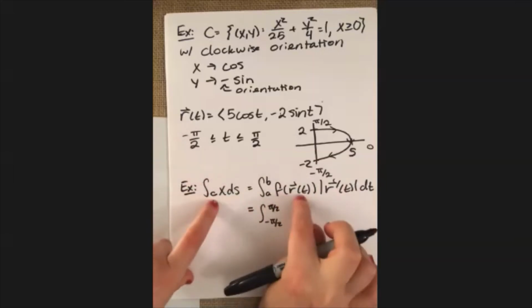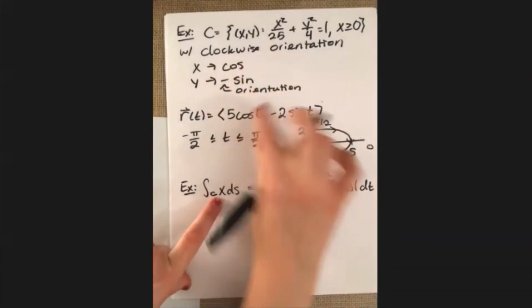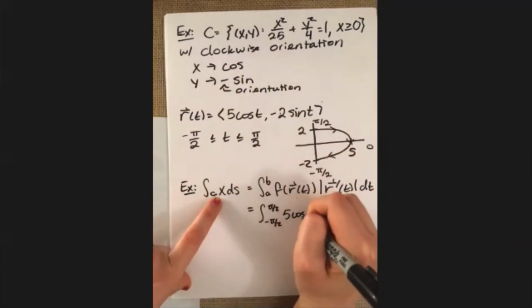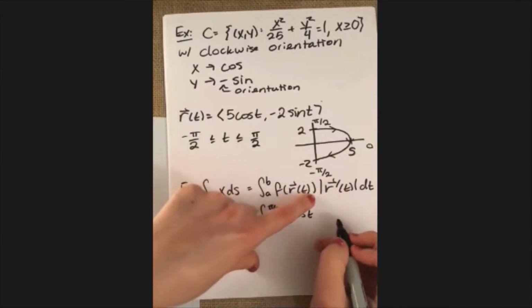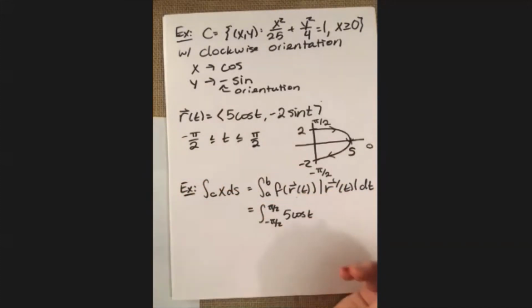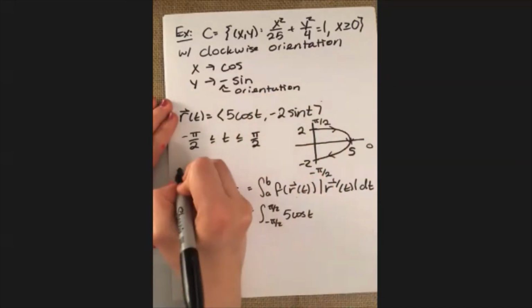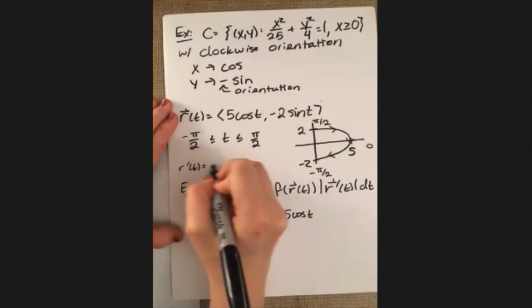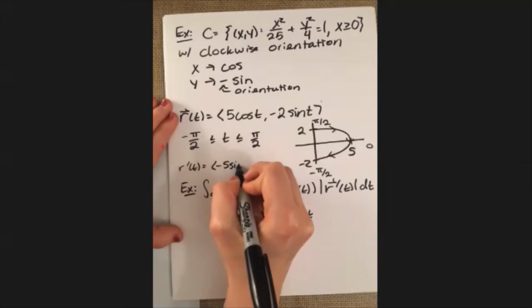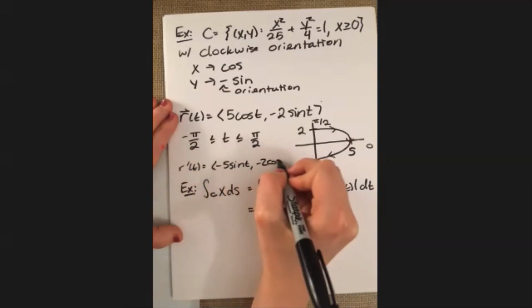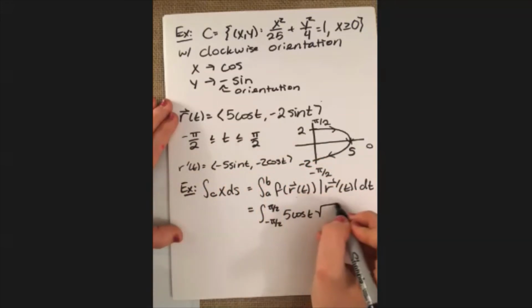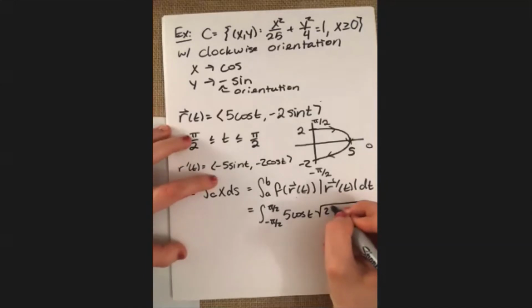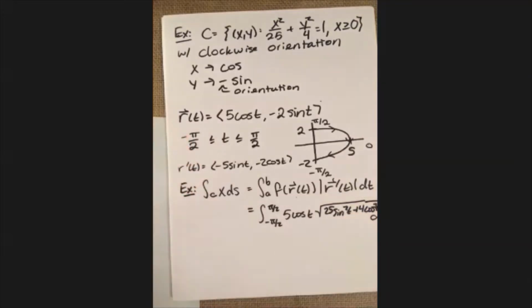And then x at r of t is going to give me 5 cosine of t. And then the length of r prime is, well, my r prime here would be equal to -5 sine t and then -2 cosine t. So then I would get times the square root of 25 sine squared t plus 4 cosine squared t. And then there's going to be a dt there at the end that I ran out of space for.